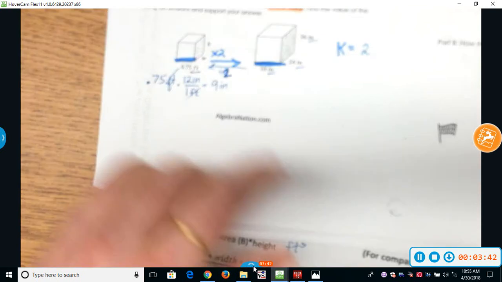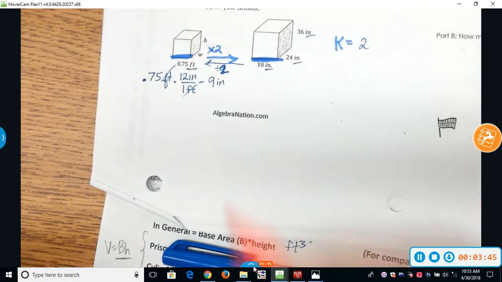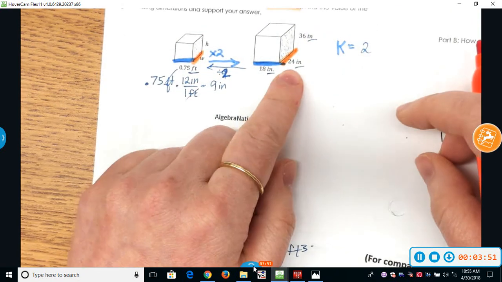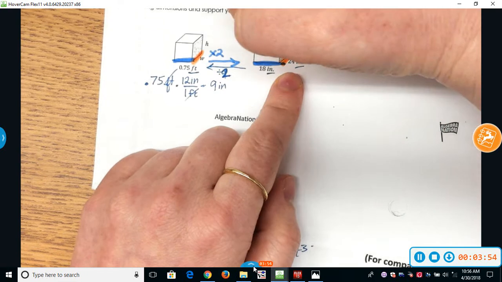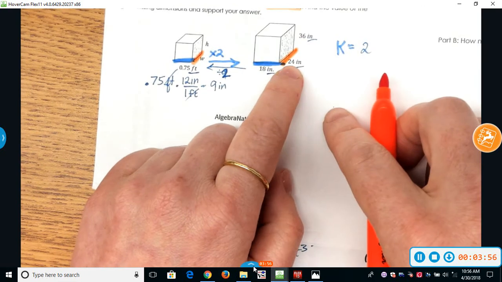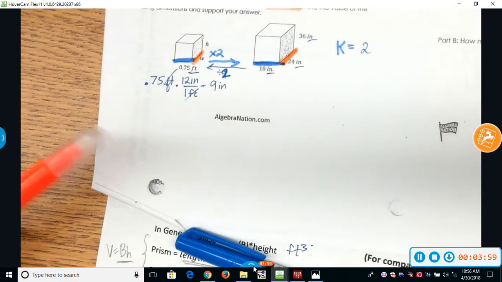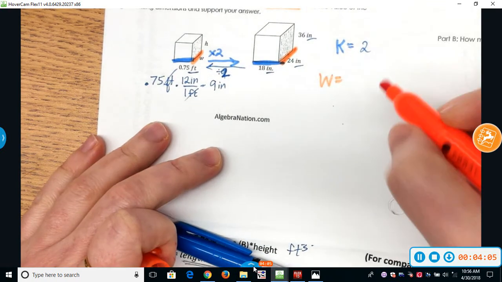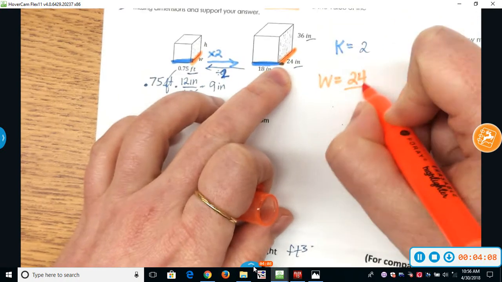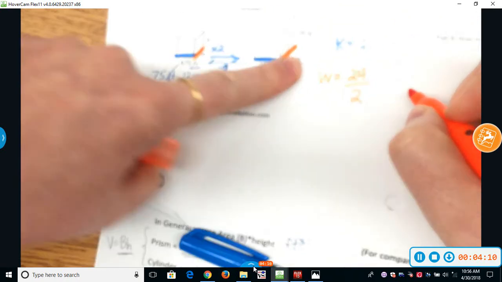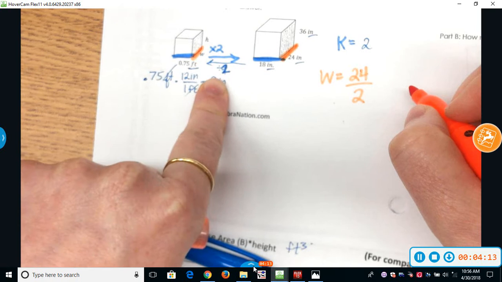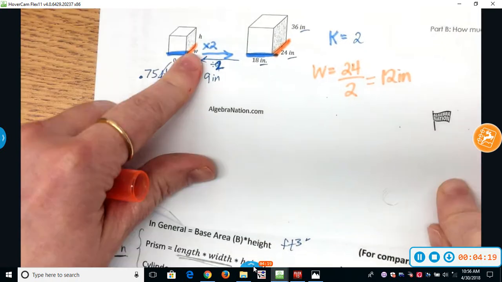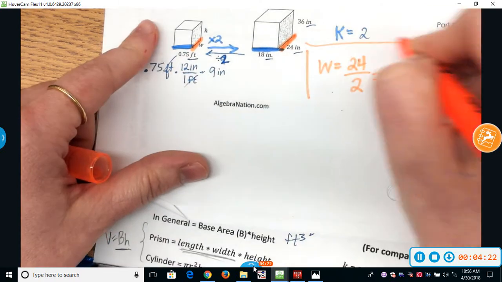So, let's figure out these other sides. I have W. W, which I'll color orange, is the same side as this 24. So I'm going from big to little, so I need to divide that 24 by 2. So W is equal to 24 divided by 2, again because I'm going from big to little, so I need to divide by 2. So this is 12 inches. So my W is 12 inches.